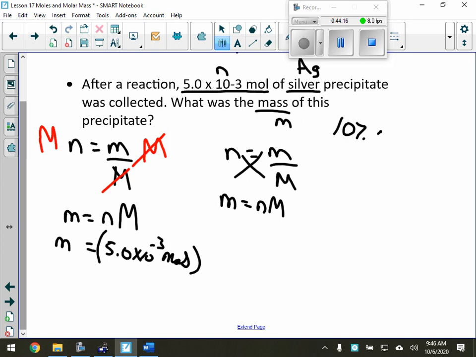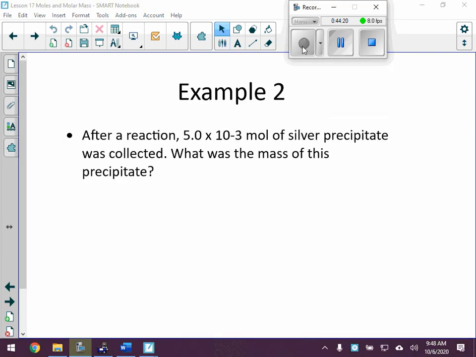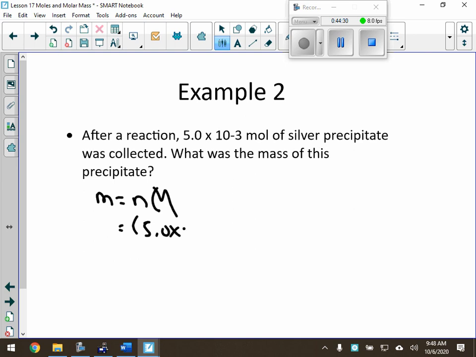Let's see. This is really a bad time for it to freeze. Oh, yeah, kind of lost a little bit there. Let's see here. So we were here. Big M. 5 times 10 to the negative 3 moles. And I said 107.87 grams per mole.